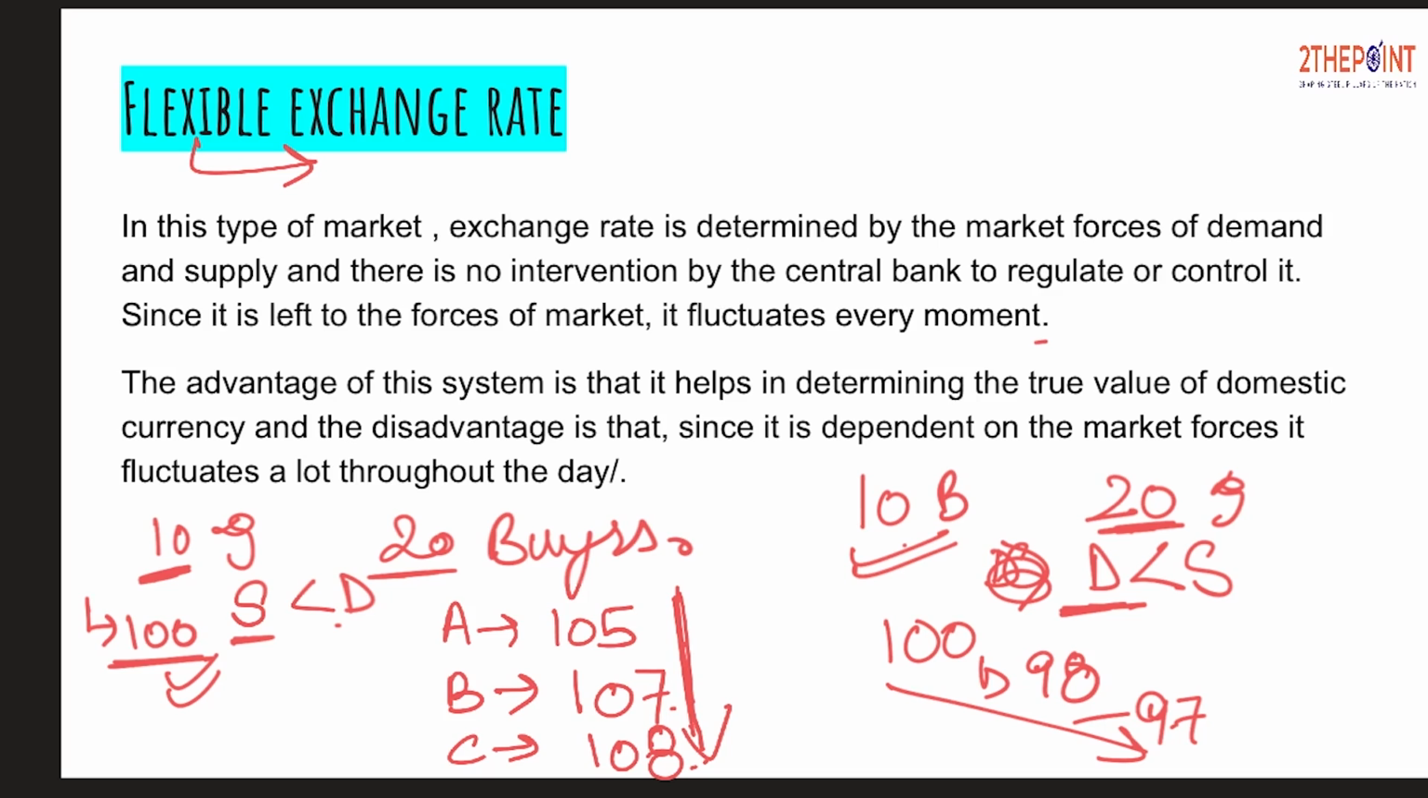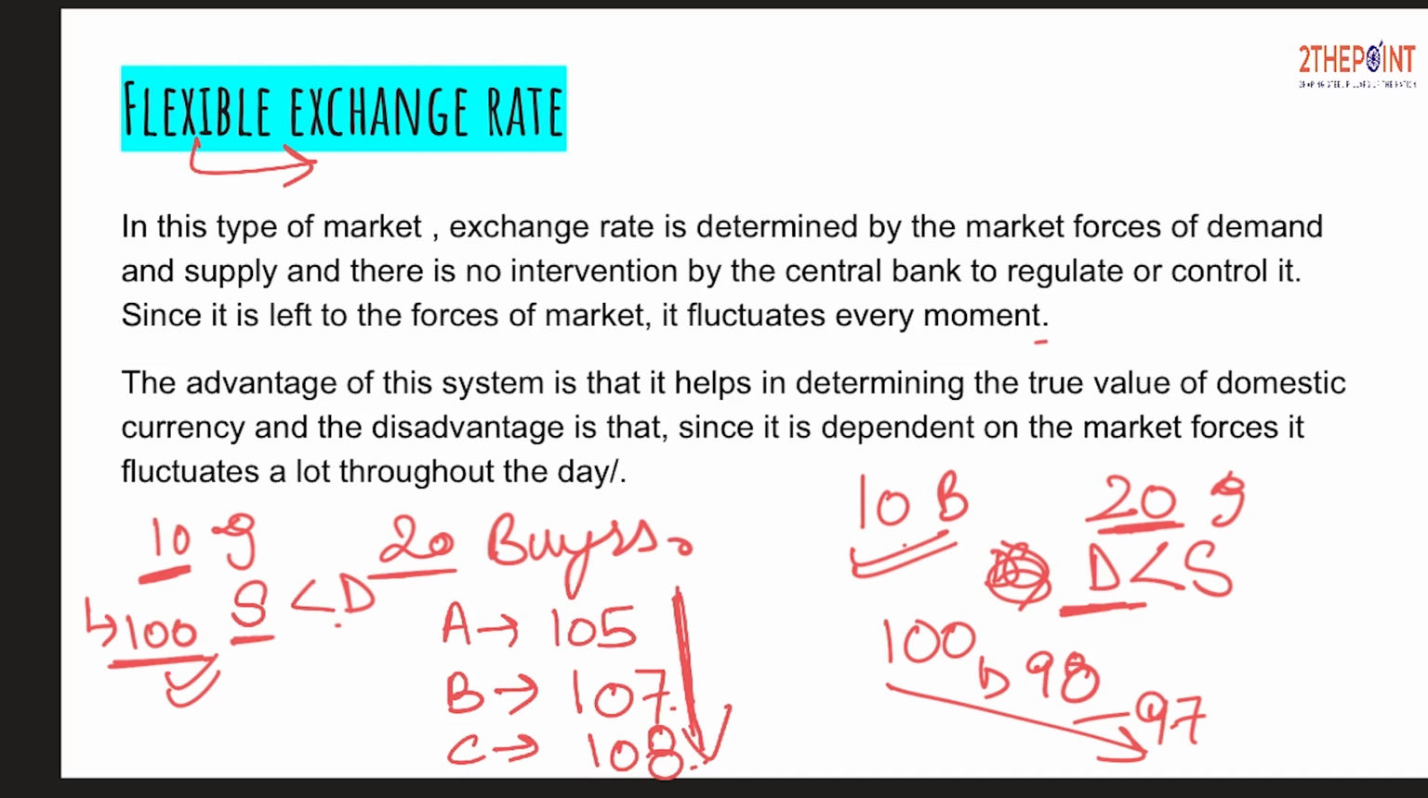Everything is determined by the market forces of demand and supply, and I have explained to you how the market forces work. When the demand is more and supply is less, the value appreciates, and when there is more supply and less demand, the value depreciates. The advantage of this system is that it helps in determining the true value of the domestic currency. And why does it determine the true value? Because it is completely dependent on the market sentiments of demand and supply, and there is no intervention by the central bank to regulate or manage it.